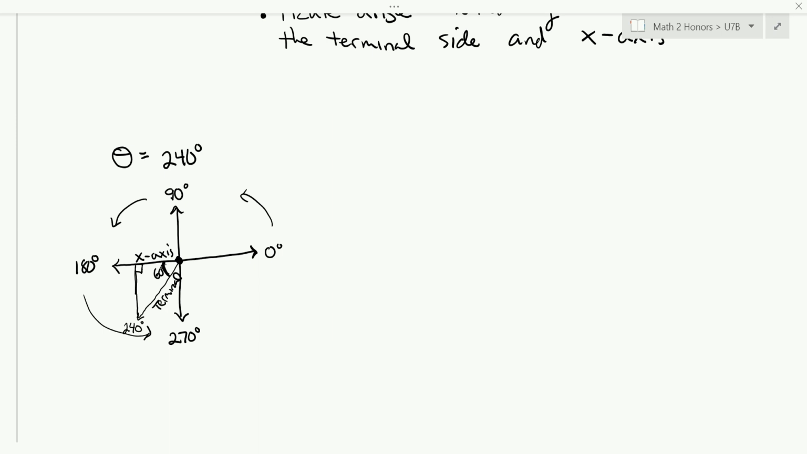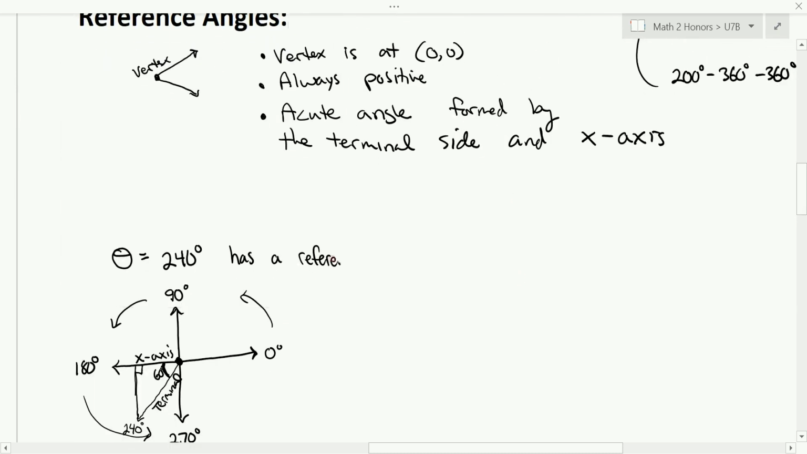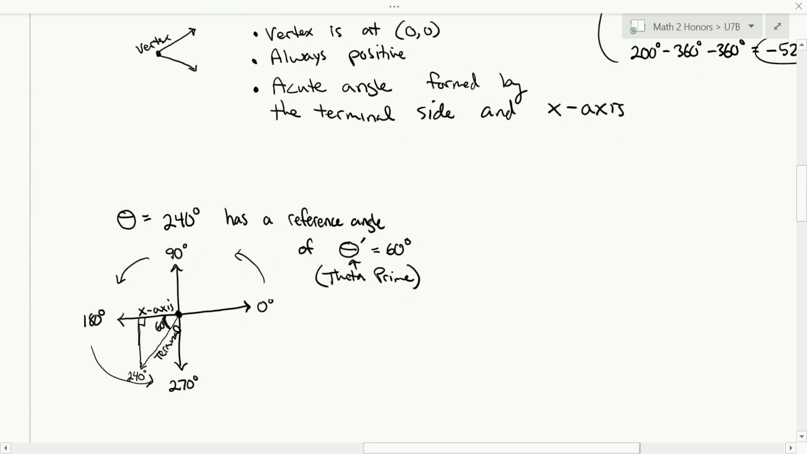So 240 has a reference angle of 60 degrees. Now, the variable that we use for a reference angle is theta. We can't use theta because theta is 240. So we put theta with a little prime. So this little piece here we call theta prime, and theta prime is 60 degrees. Okay. So that's the reference angle for 240 degrees. And we have our reference triangle, which is a 30, 60, 90, and we know stuff about that, and we'd be able to work with that.